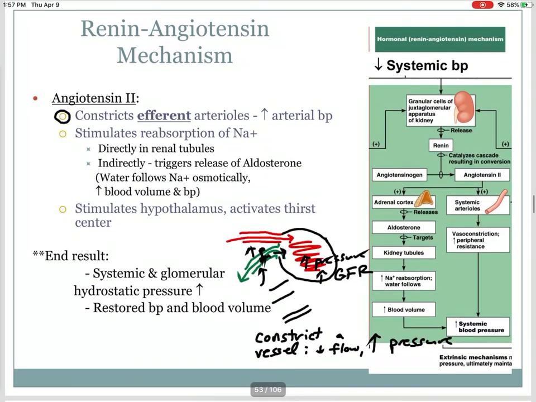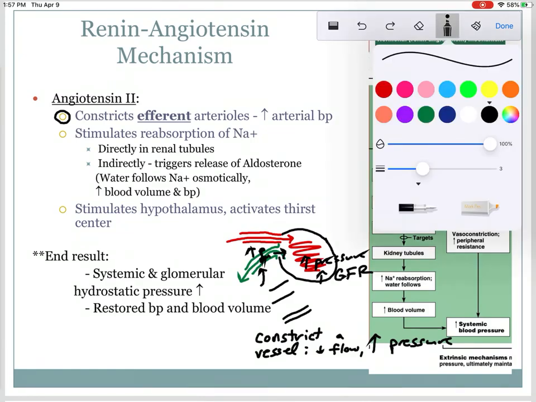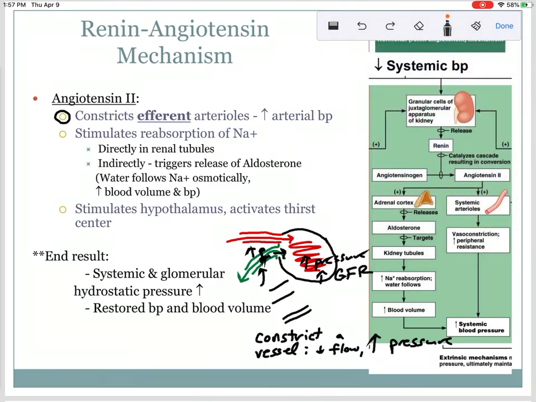All right, let's just review what else angiotensin II does, because I know you should know all of them. Let's do orange. All right, so angiotensin II, one thing it does is it constricts the efferent arteriole. Another thing angiotensin II does is it stimulates our thirst center. If we're thirsty, we bring in more fluid, we drink more. If we drink more, it increases our blood volume, which increases our blood pressure.